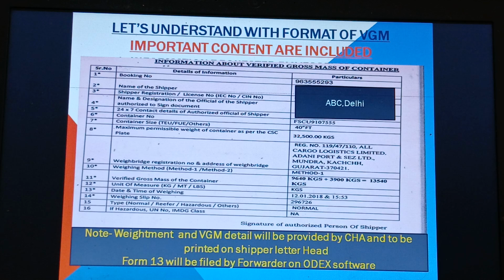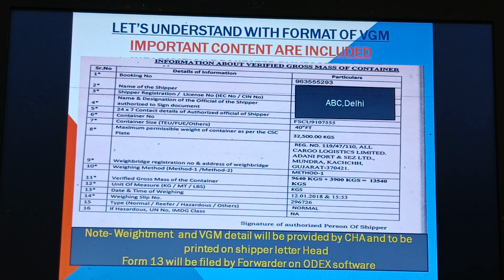You need to check it before taking the empty container. That should have the CSC plate. Weighbridge registration number and address of the weighbridge. This is the Mundra port and the weighbridge where weighing is done. That is why I am sharing the details with you. Weighing method: method 1 and method 2. We used method 1.